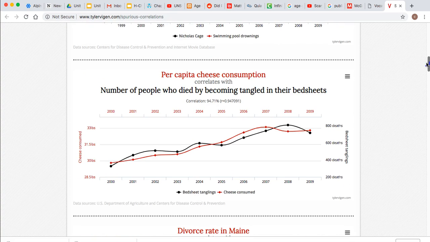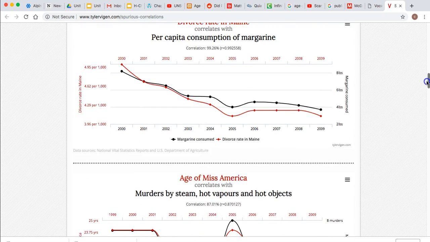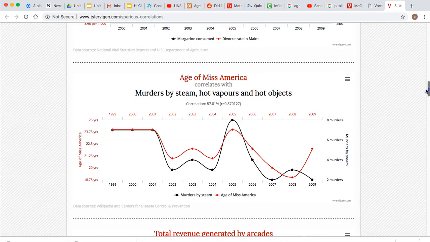You can see there per capita cheese consumption compared to the number of people who died by becoming tangled in their bed sheets. Again, it's very close, right? But there really isn't a relationship between those two things. Age of Miss America compared to the murders by steam, hot vapors, and hot objects. I didn't even know that there were murders by steam, hot vapors, and hot objects, but apparently there are.